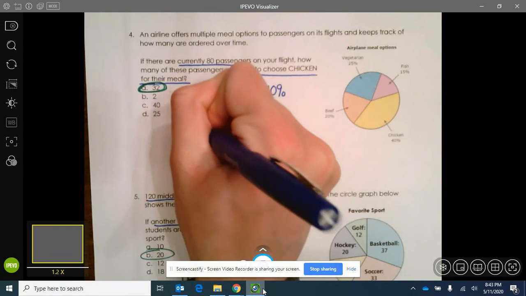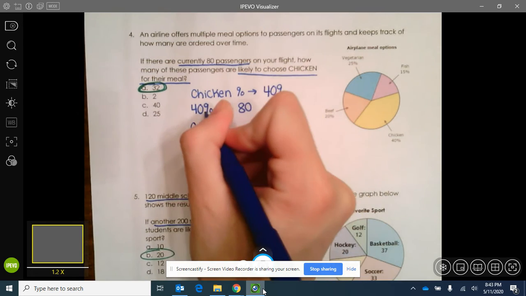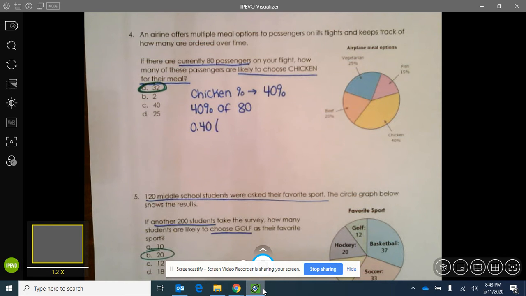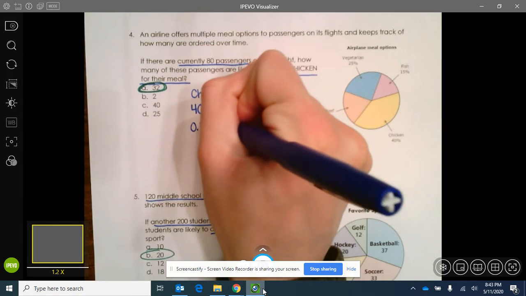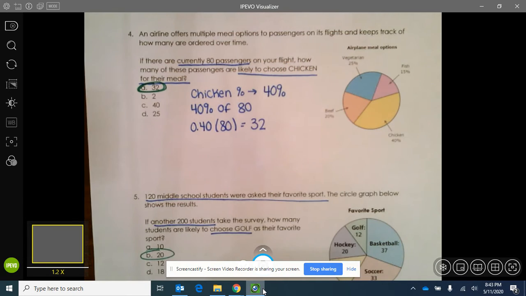So to do that, I'm going to take 40% as a decimal. So move your decimal point 2 places to the left, so it'd be 0.40 or 4/10. I'm going to multiply that by my total. When I do so, I will get 32. So your answer for number 4 should have been letter A, 32.